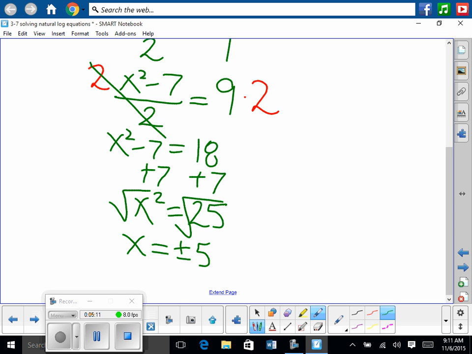All right, so we have x is equal to plus and minus 5. How many of you forgot the minus? It's okay. Yeah, we all do. I do it too. We just got to be really careful because truly both answers are correct, okay?